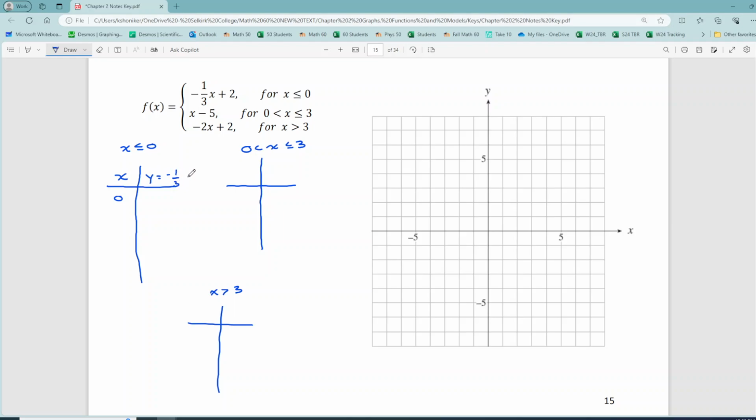So y is equal to negative 1/3 x plus 2. Because I have to take a third of my x values, I'm going to pick x values that are less than 0 but are also divisible by 3. So I'm going to pick negative 3 and negative 6, and that's all that'll fit on my grid.